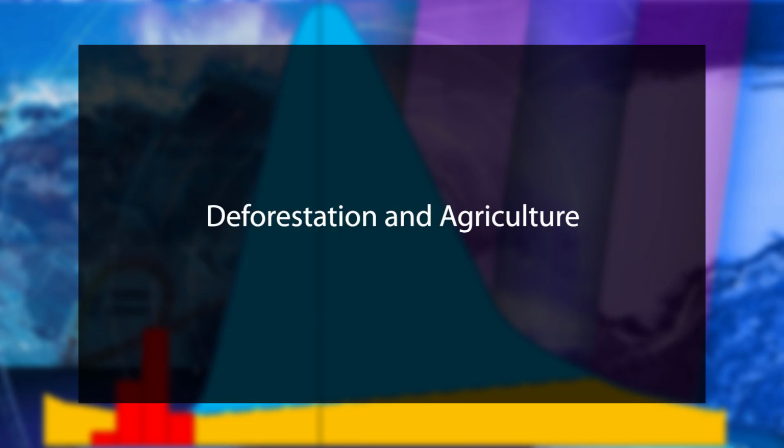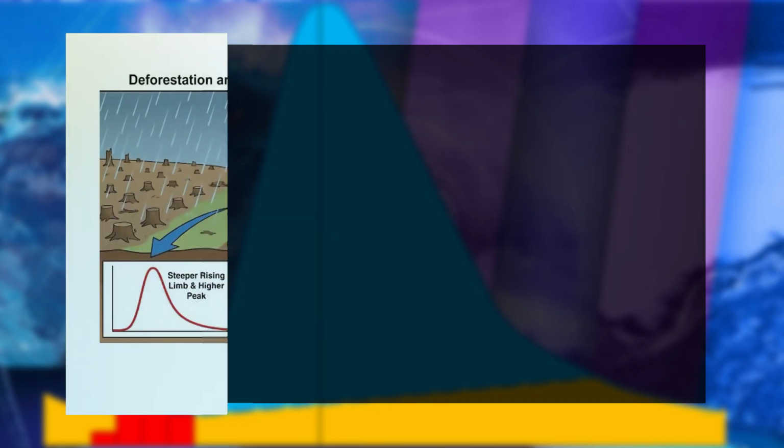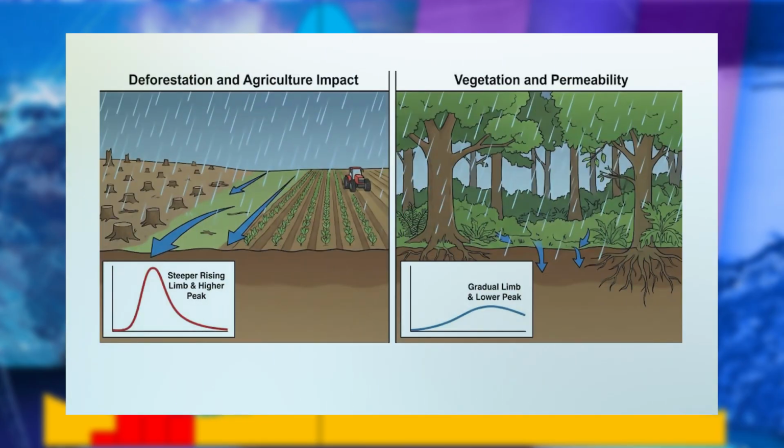So, under human impacts, deforestation and agriculture are among the important impacts. So far as this impact is concerned, removal of vegetation reduces soil absorption and interception, accelerating runoff and producing steeper rising limbs. Agricultural activity can compact the soil, decreasing infiltration and increasing surface runoff rates.